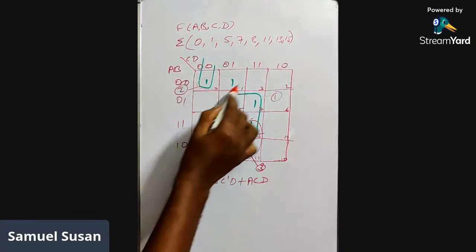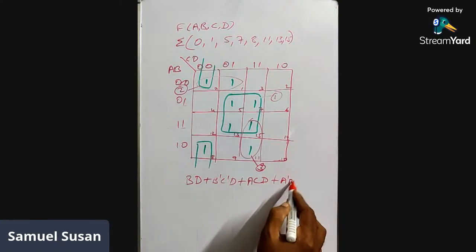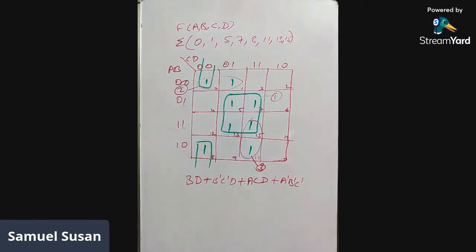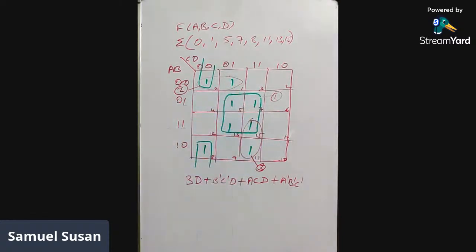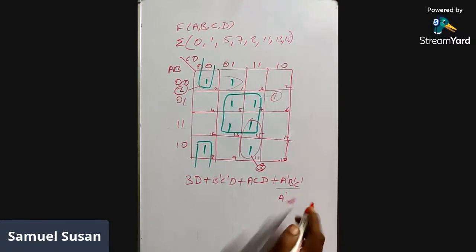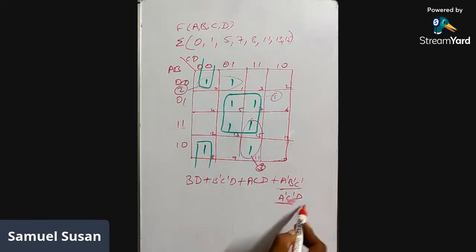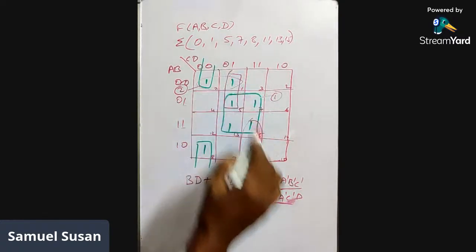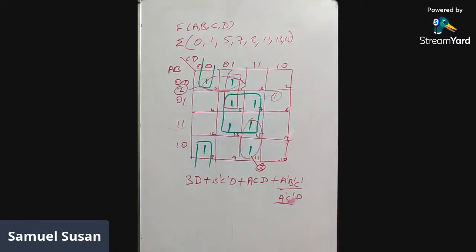So if I do it in this way, the fourth term will be a bar, b bar, c bar, right? But if you do it this way, it will be something else, that is a bar, c bar, d. Both are correct. Either you write this one or a bar, c bar, d, right? This one when you pair in this way, and this one when you pair in this way. No need to do both. You do either one. That is enough.